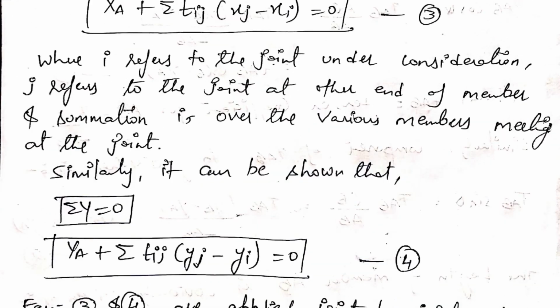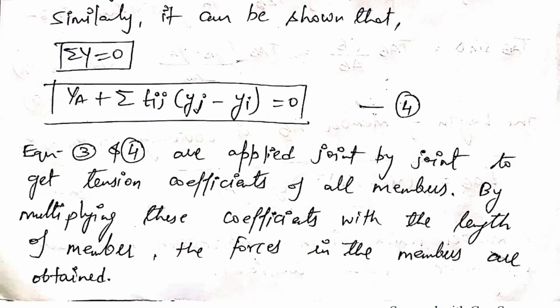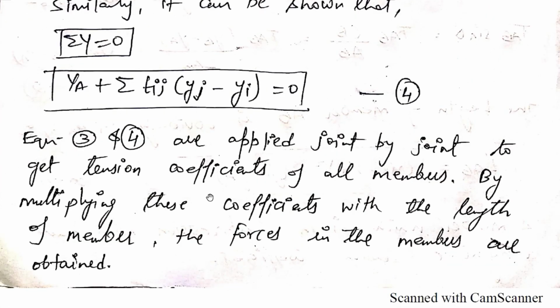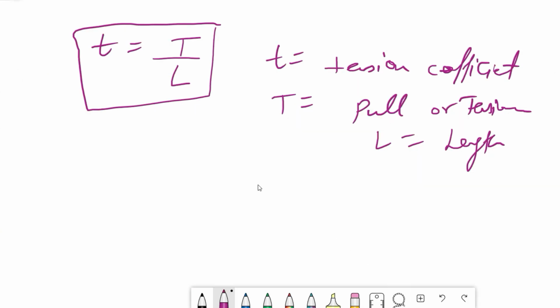Okay. So similarly, we have summation of y is equal to 0. So we are getting Ya plus, this is our external load at joint, Ya, plus summation of Tij (yj minus yi) is equal to 0. So equation 3 and equation 4 are applied joint by joint to get tension coefficients of all members. By multiplying these coefficients with the length of the member, the forces in the members are obtained. So here you need to find your forces in all the members.